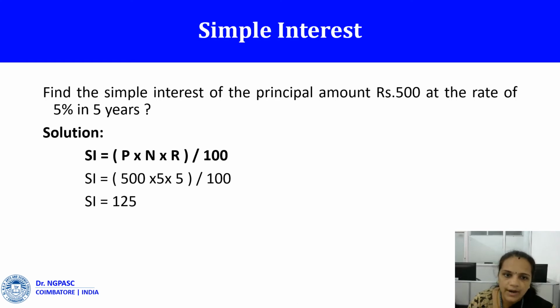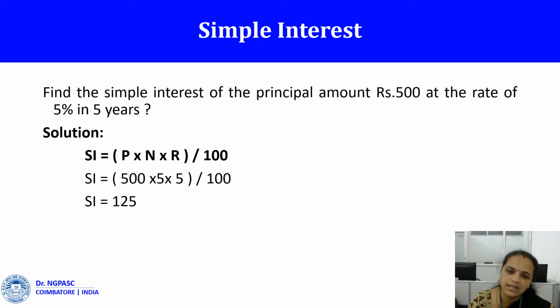For example, find the simple interest for the principal amount of rupees 500 at the rate of 5% in 5 years. They are asking us to find the simple interest, and they have given the amount which we lent or borrowed, rupees 500, the rate of interest 5%, and the period 5 years. We know simple interest is equal to PNR by 100. P is 500, N is 5 years, and R is 5% divided by 100. Simple interest will be 125. This is the direct type of question, where they have given the principal, rate of interest, and number of years directly.